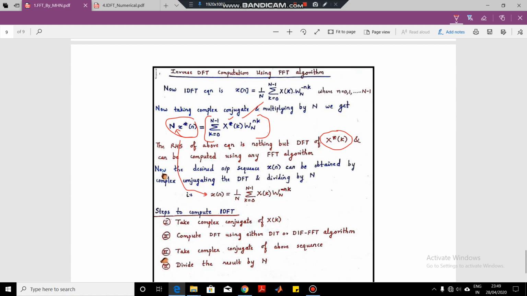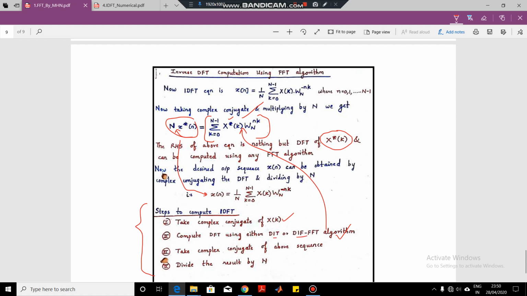To summarize, what are the steps required to compute IDFT? First, we have to take the complex conjugate of x of k, because given is x of k, but this equation requires x star of k. Second, we compute the normal DFT of this, because this is the DFT equation. We can compute it by using the DIT or DIF algorithm, any algorithm we can use.